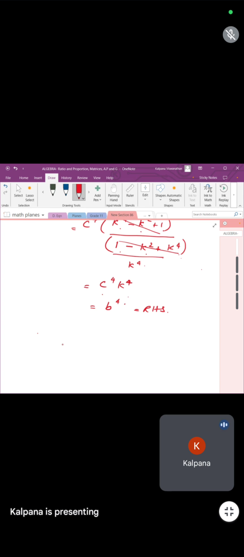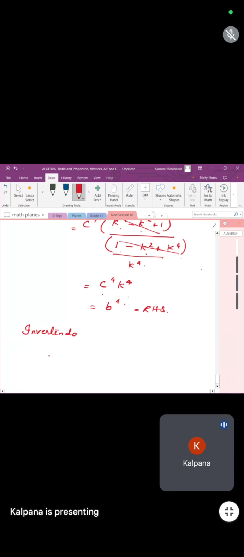So here maximum we use componendo and dividendo. Okay, let me explain in short. What is invertendo? So invertendo, what do we do in the proportion?